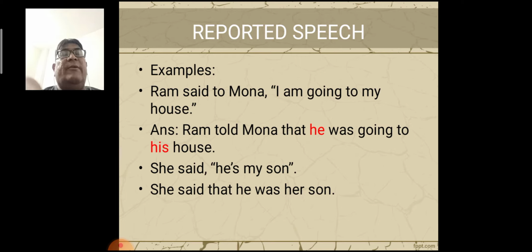Next example: she said, "He's my son." The indirect sentence is: she said that he was her son, because "my" refers to the speaker. So here the speaker is she. So based on that, the adjective "her" is used.